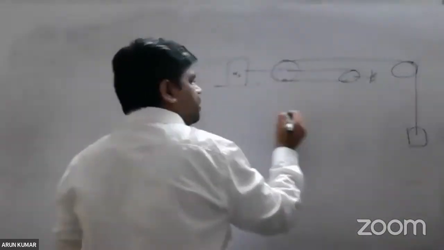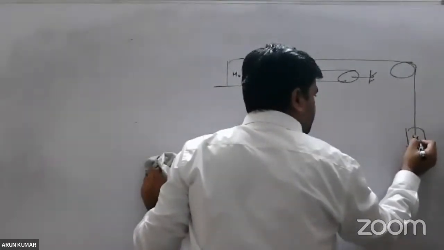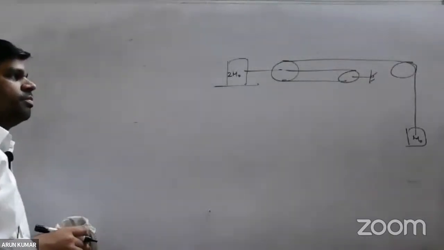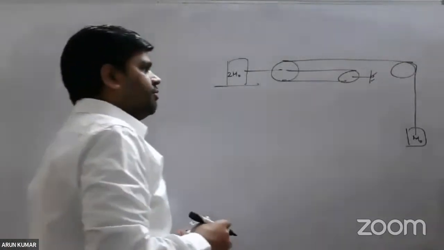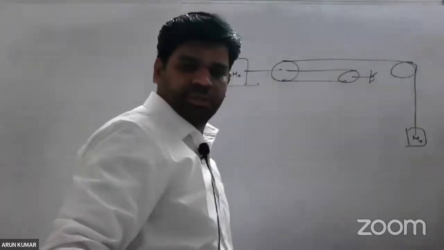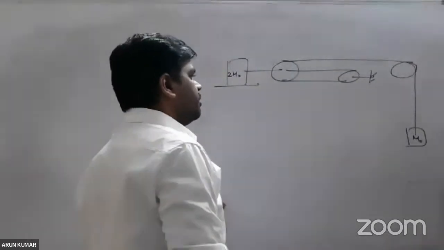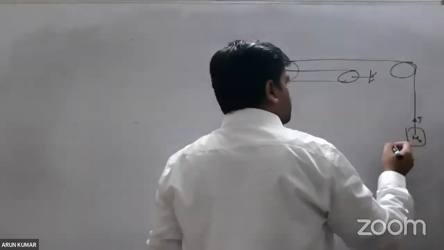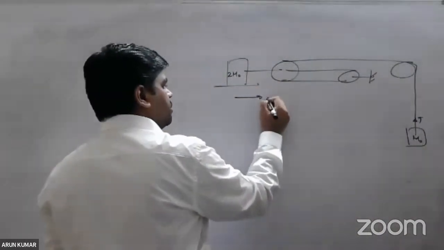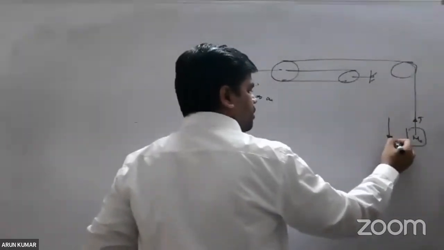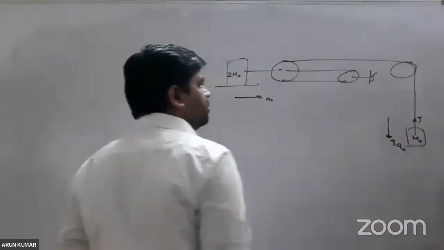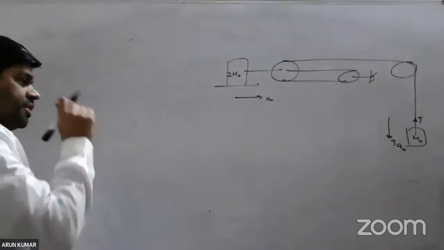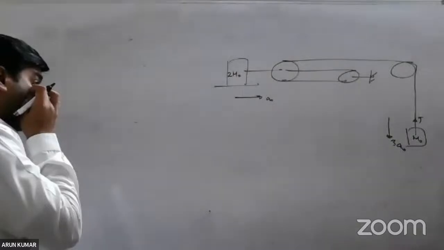This mass is m naught, or this is 2m naught and that is m naught. Find the acceleration of the masses. A naught and 3 A naught, sir. A naught and 3 A naught. Right, that's right. That's good. So the constraint equation is right. Relation between accelerations is perfect.